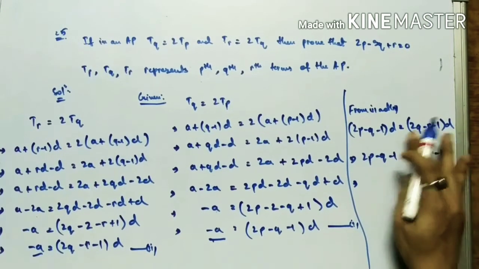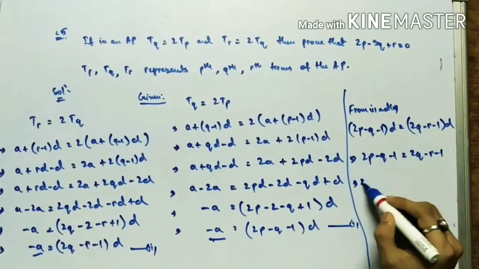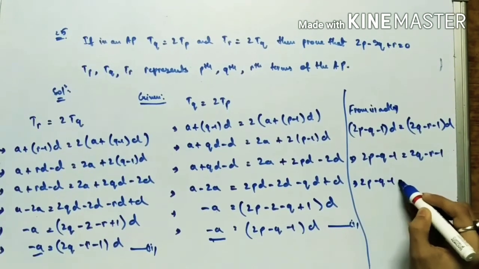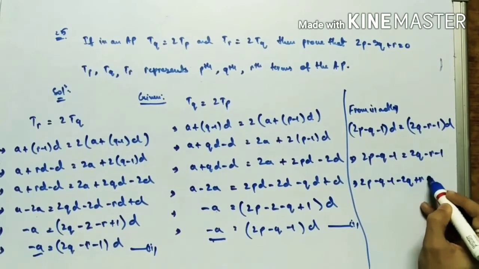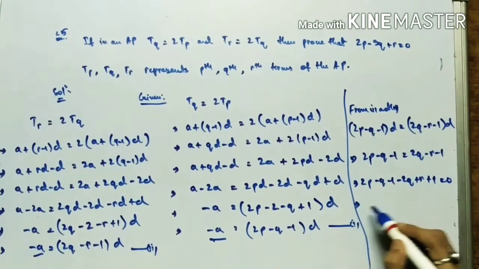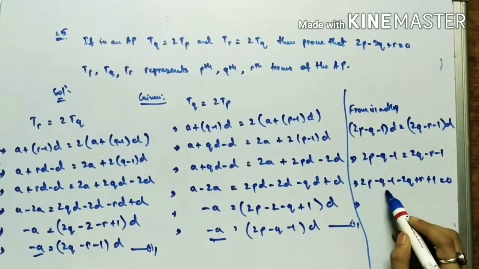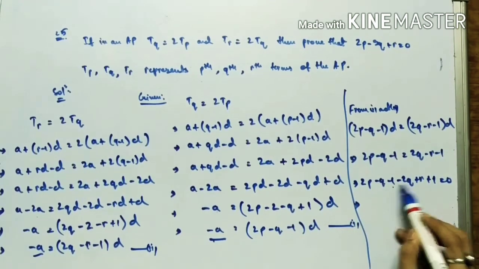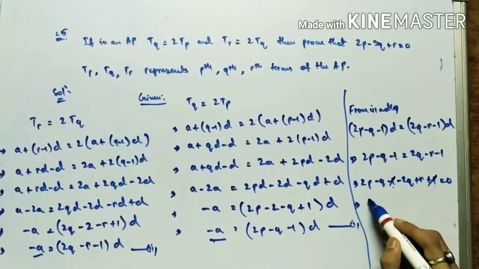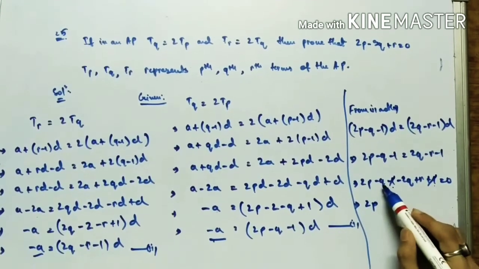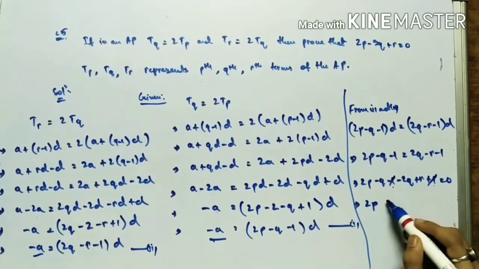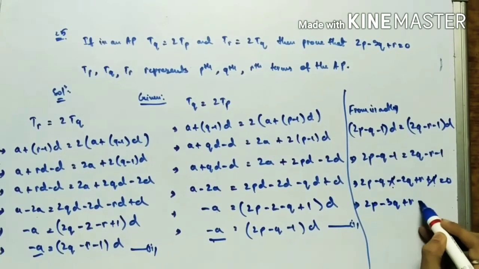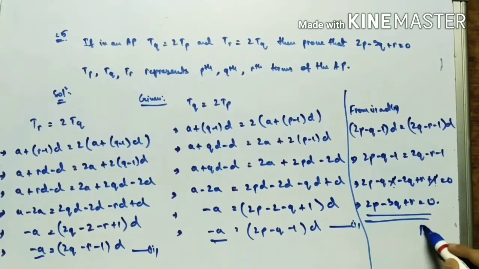Okay, so everything I will bring to the left hand side. Twice P minus Q minus 1 minus twice Q plus R plus 1 is equal to 0. Minus 1 plus 1 will cancel out. So ultimately I will get twice P minus Q minus twice Q, that is minus 3Q, plus R is equal to 0, and this is our proof.